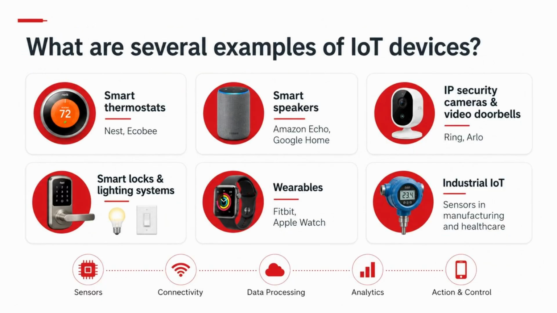IoT devices are everywhere. Examples include smart thermostats like Nest, smart speakers like Amazon Echo, IP security cameras and video doorbells, smart locks, and wearables like the Apple Watch. Industrial IoT sensors are also vital in sectors like manufacturing and healthcare.